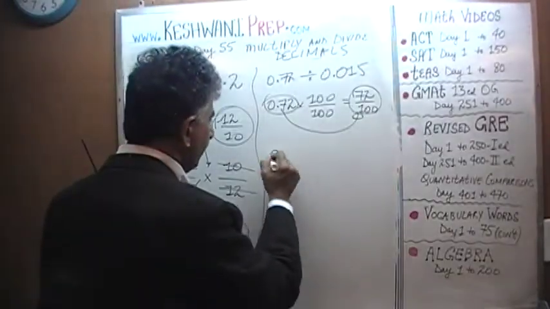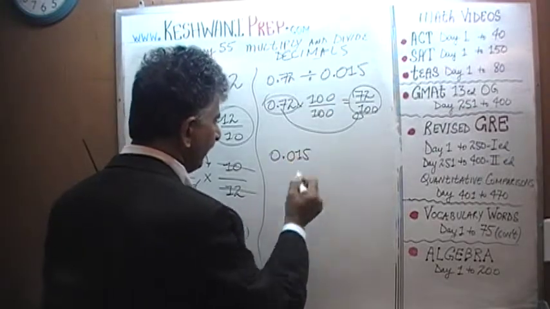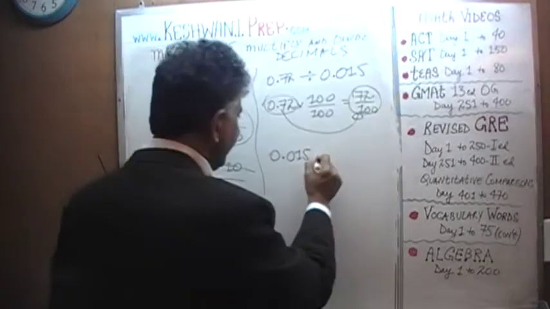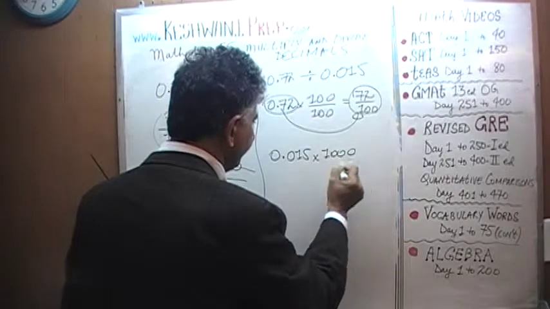Similarly, 0.015 has 3 digits, so we have to multiply top and bottom by 1,000.